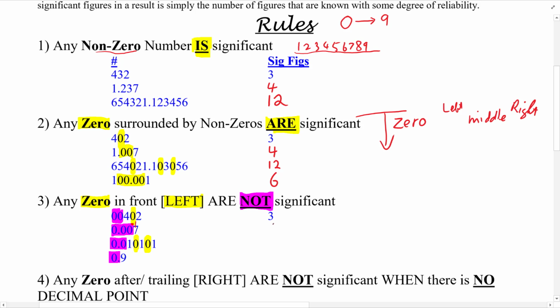So how many sig figs does each of these numbers have? 0.007. How many sig figs? 1. 0.010101? 5. And 0.9? 1. Okay? So that does cover quite a bit of it. We cover every number from 1 to 9 is significant. Zeros in the middle are. Zeros to the left are not. There's only one location left, and that's to the right.